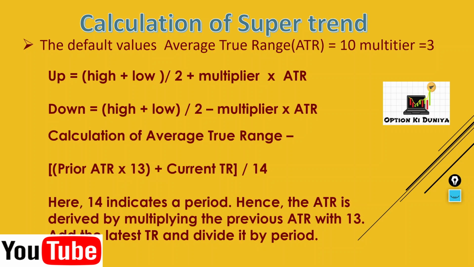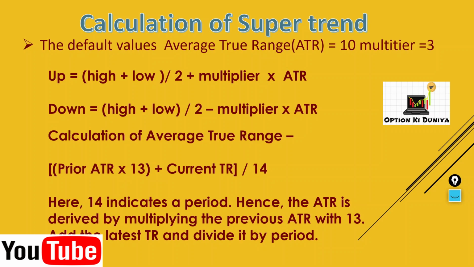Now, this is how you calculate a Supertrend. Those people who are interested in analytics, just know that first you have to calculate the average true range with the multiplier of 3. Now, to calculate the up or down Supertrend, you take the high plus low average, plus you take the multiplier 3 and multiply it with the ATR. Even for down it is the same, only the plus sign changes into minus.